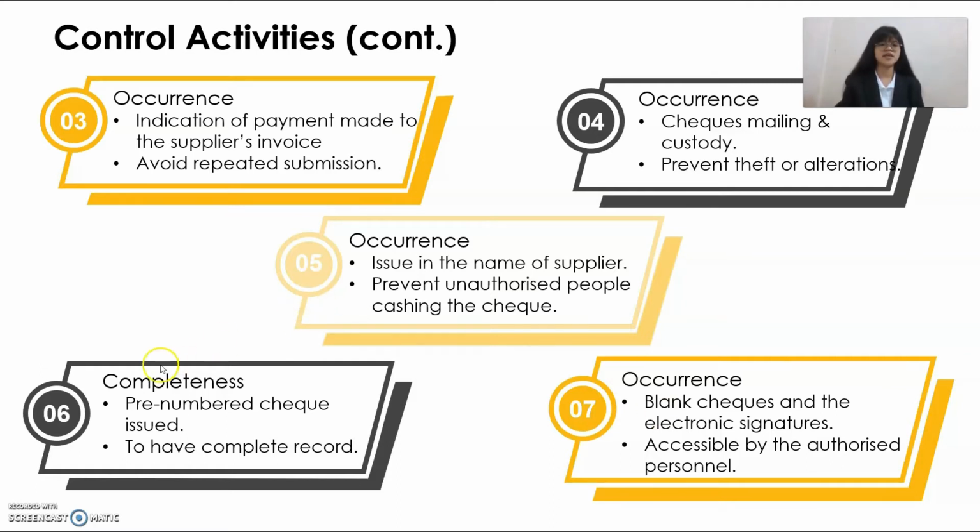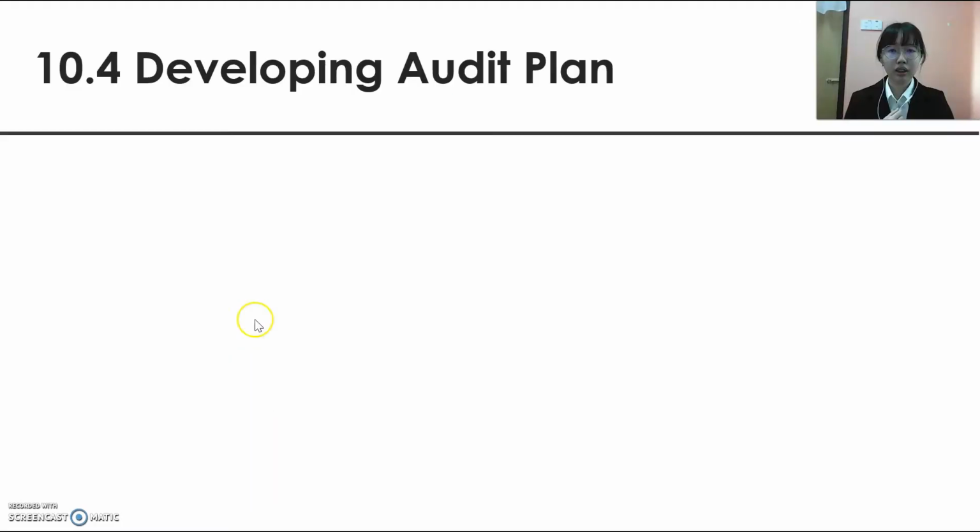And next, the entity will issue pre-numbered checks to ensure that there are complete records and no missing or incomplete checks, in order to meet completeness.